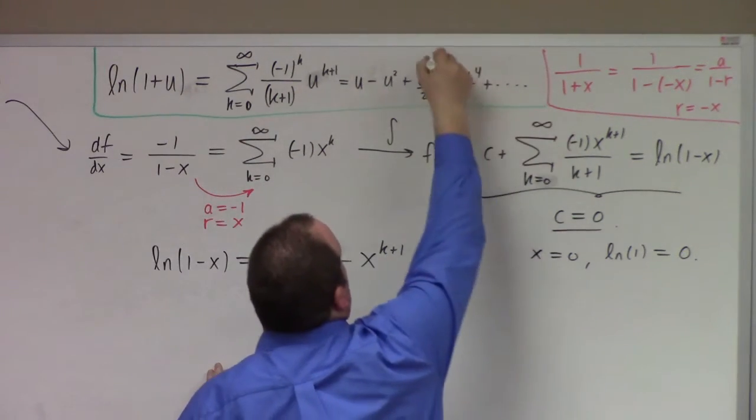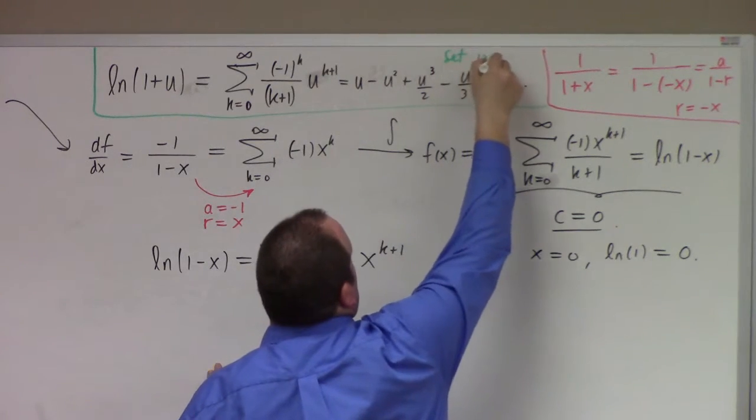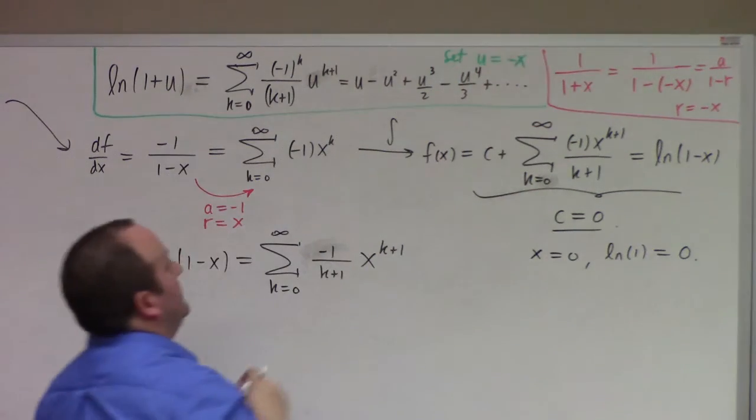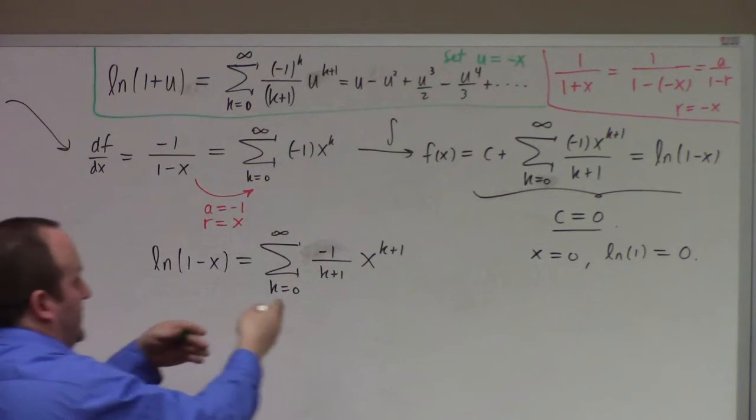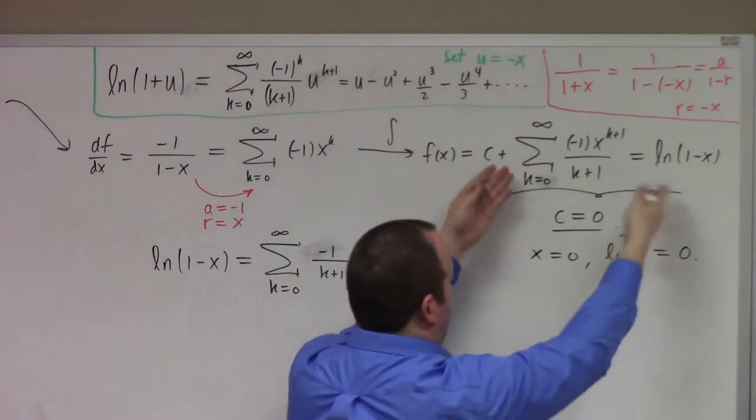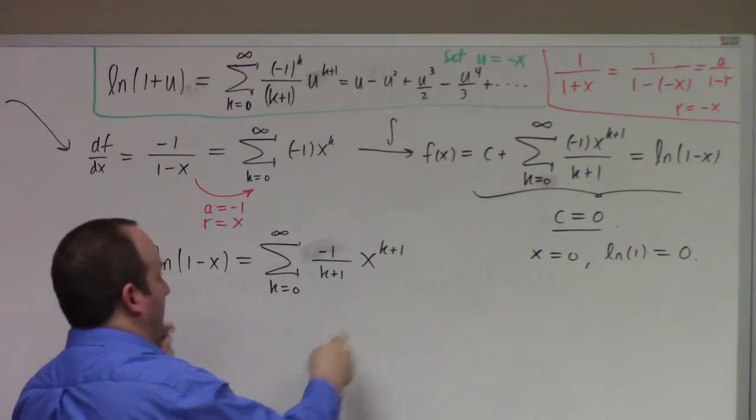And then you could just set u equals minus x, right? And that would be one way. You could piggyback off yesterday's example, set u equals minus x, plug it in. You should get the same thing we're about to get. The other way would be to walk the steps we walked yesterday: differentiate, geometric, integrate. That gives us back this series, which is that, right?